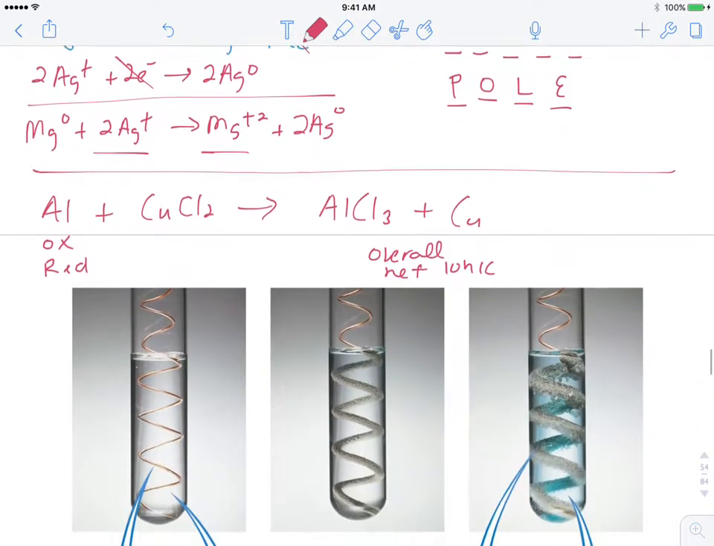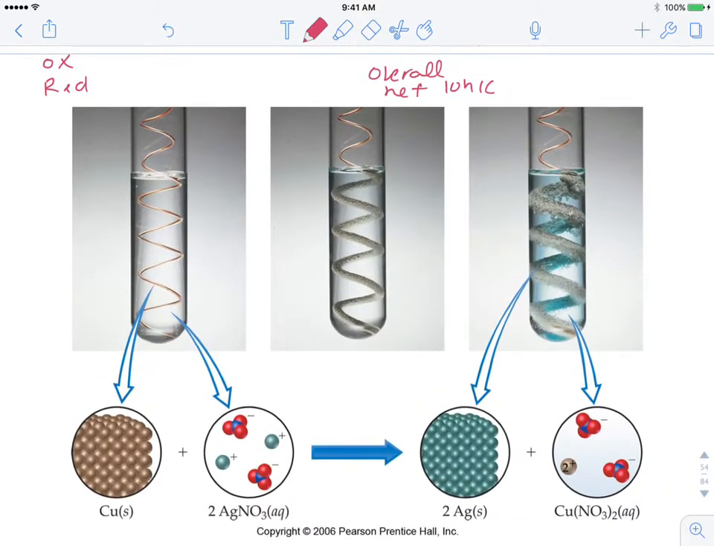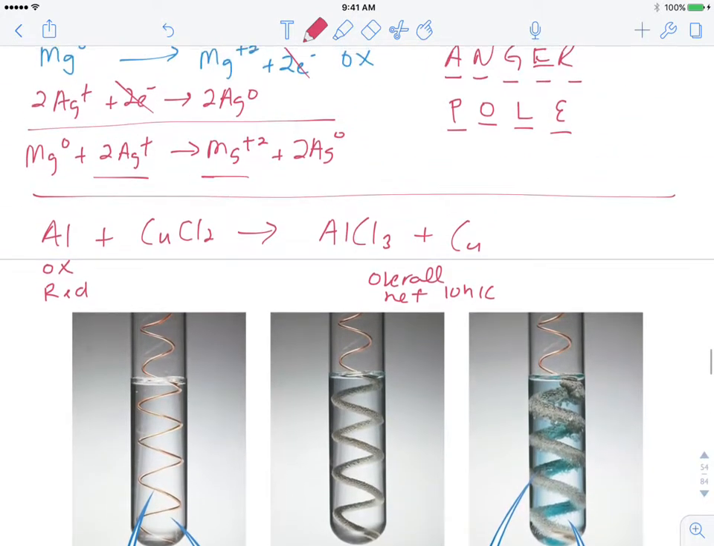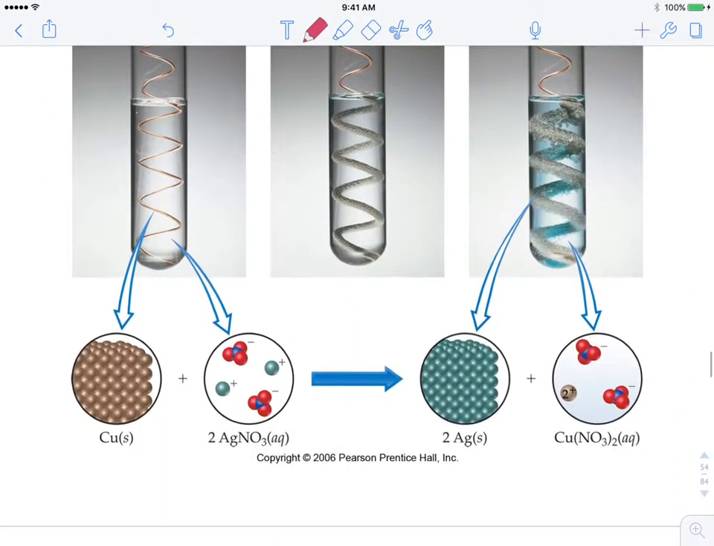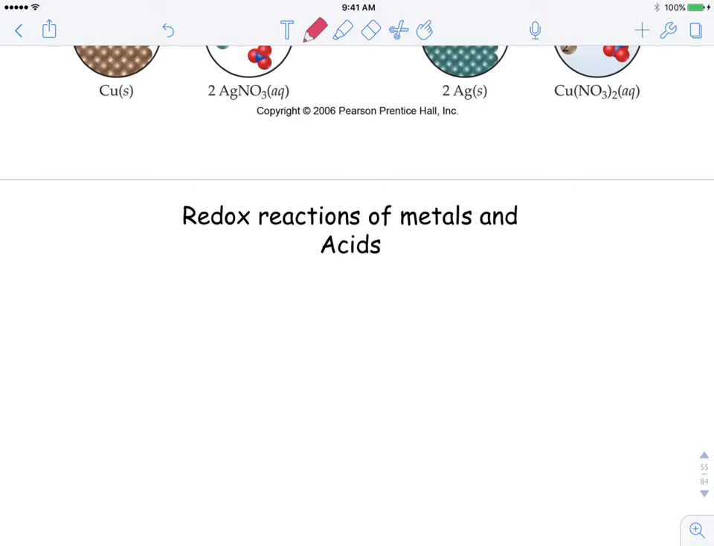This is actually down here, copper and silver reacting. And what's really cool about this is that it actually has the silver materializing on the copper, which I think is great to see. And this is what would happen in our reaction up above here. The silver would actually materialize on top of the magnesium. The magnesium would start to disintegrate and dissolve.